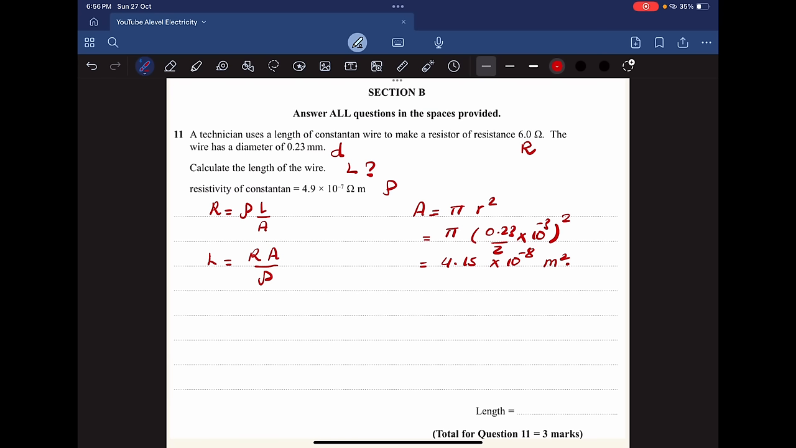You can stop the video and you can do it slowly. Take it easy, my friend. The length right now is R, which is 6.0 ohm, times the cross-sectional area, 4.15 times 10 minus 8, divided by the rho, which is 4.9 times 10 minus 7. It's easy to get the length now, which is 0.51 meter. And please do not forget to write here with the unit. You already get 3 marks: 1 mark for using the equation, 1 mark for showing the cross-sectional area, and 1 mark for the final correct answer with the unit.